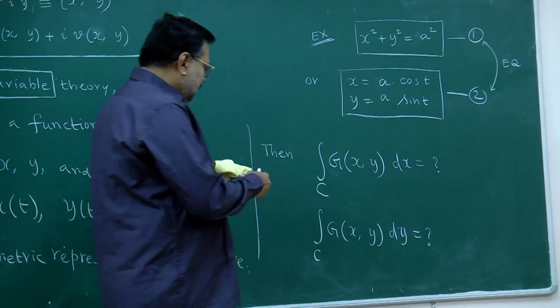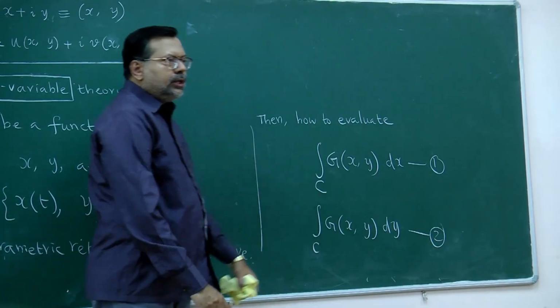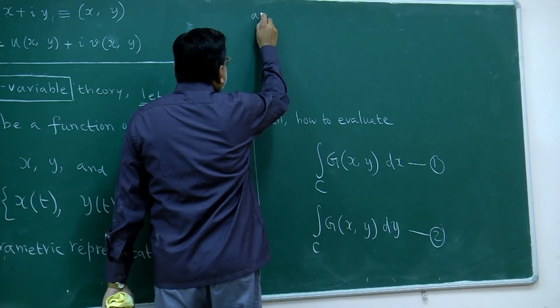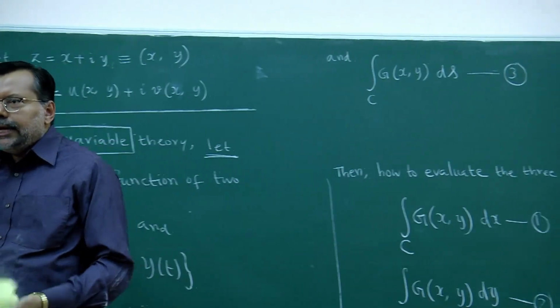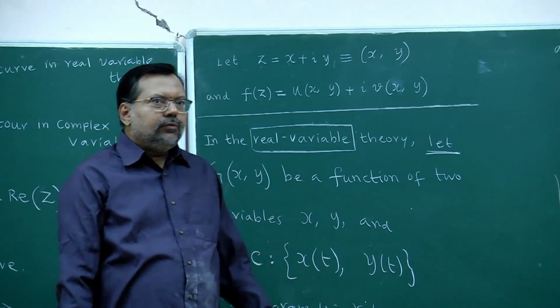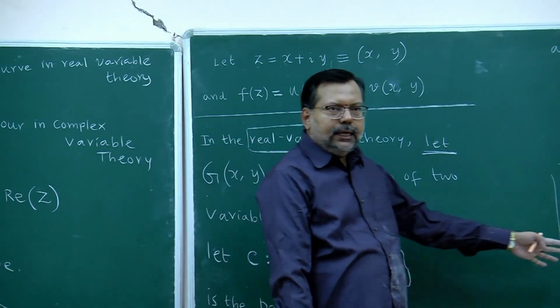Okay, and then let me erase this. Okay, then how to evaluate this one, that one, and the third one? Let me write down here. Third one. So this is the aim. So first of all, the aim should be clear. What is it that we want to do? We are interested in evaluating this integral.